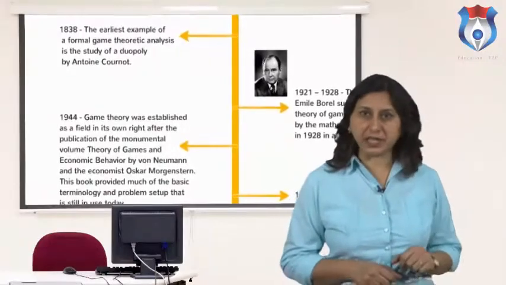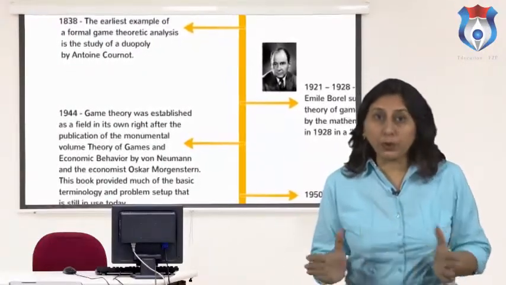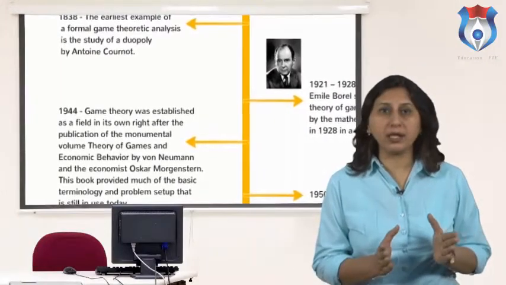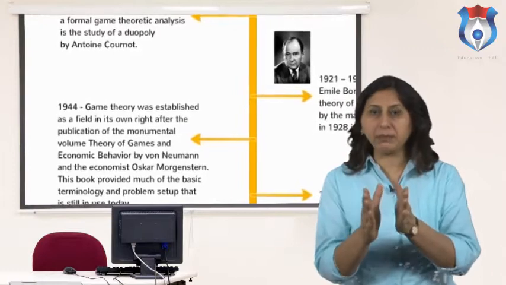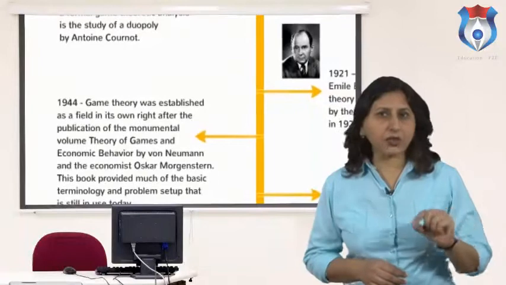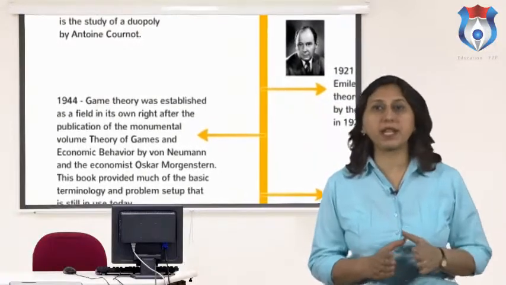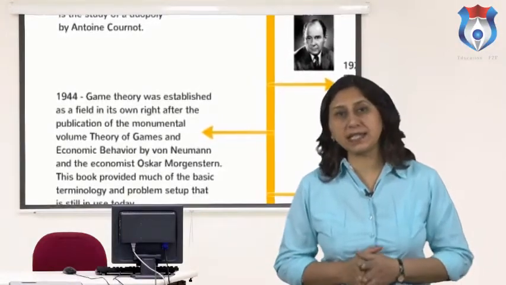In 1950, John Nash demonstrated that finite games always have an equilibrium point at which all players choose actions which are best for them given their opponent's choices. This central concept of non-cooperative game theory has been a focal point of analysis since then.